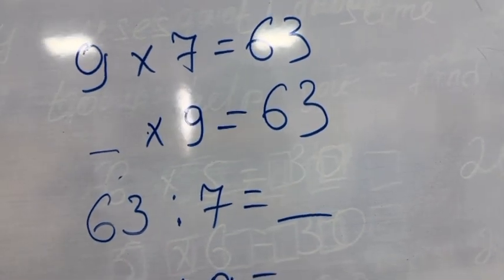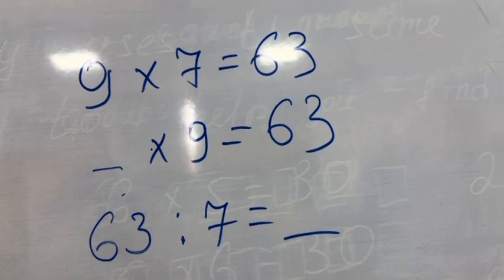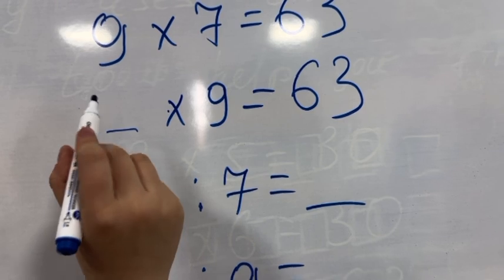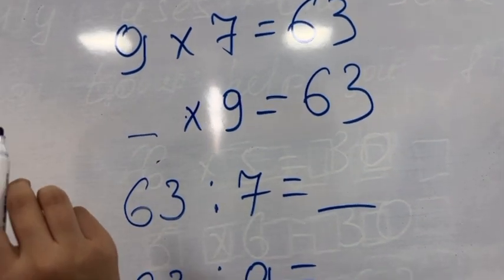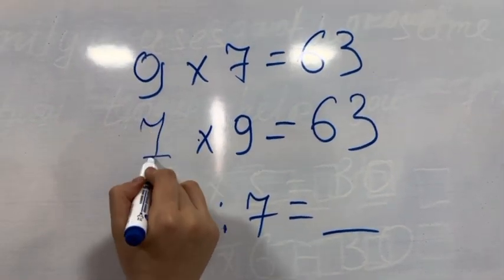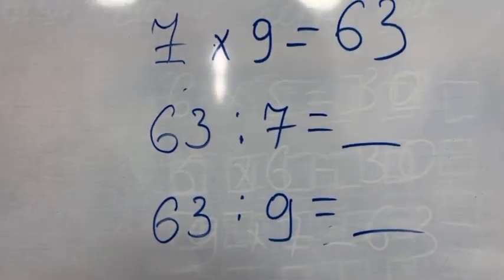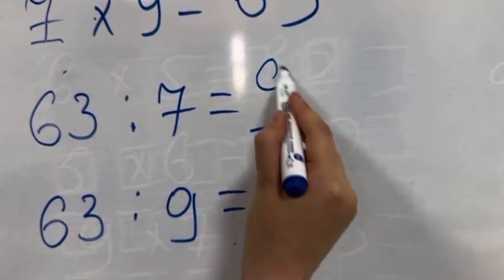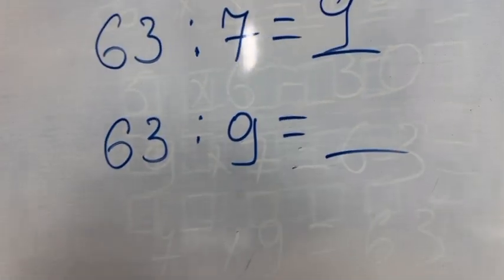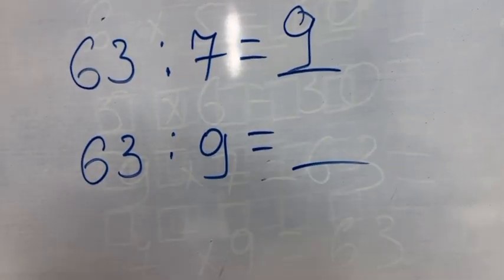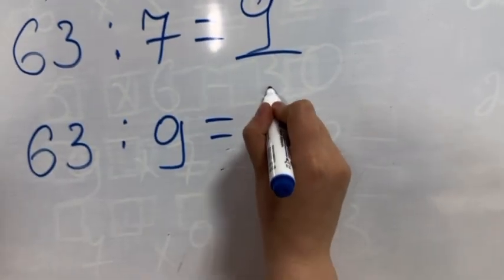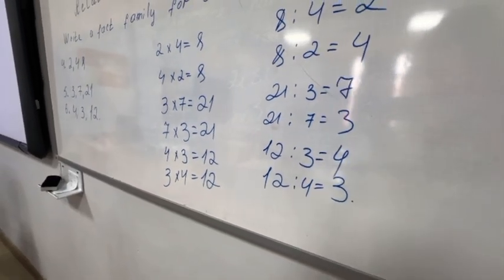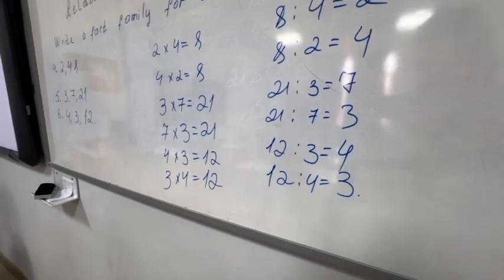9 times 7 equals 63. Blank times 9 equals 63. It would be, yes, 7. 63 divided by 7 equals, yes, 9. 63 divided by 9 equals 7. And do the rest of the examples in the book at home. This will be your homework.